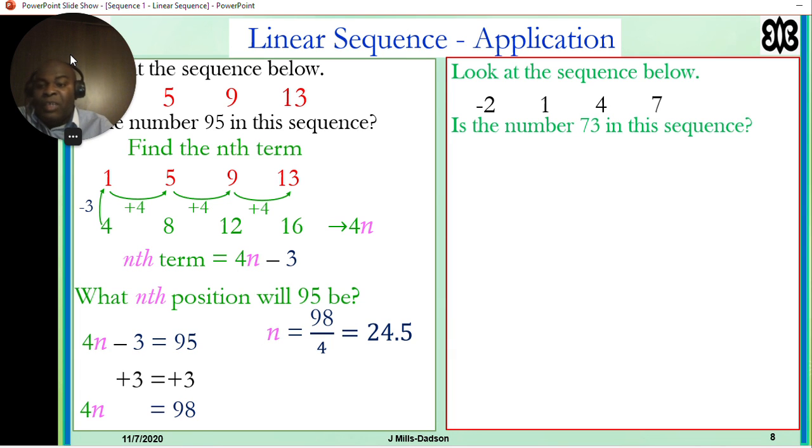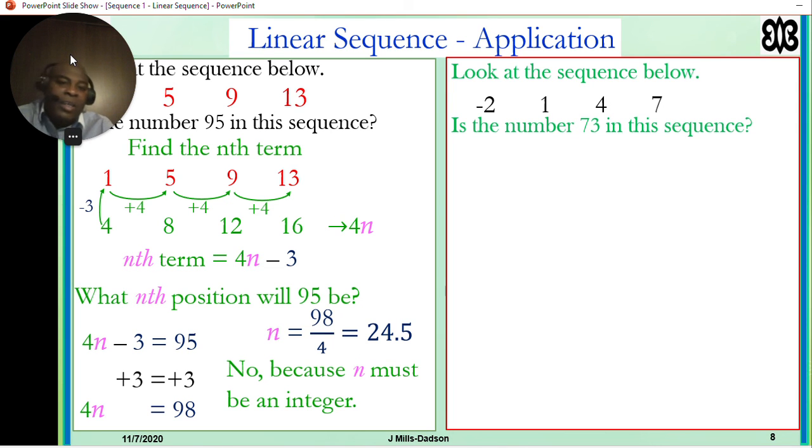So we can confidently say that if we carry on adding 4, we will never get 95 in this particular sequence. The reason is n must be an integer, and this 24.5 is not an integer, not a whole number, so it is not in the sequence. Look at the second one.